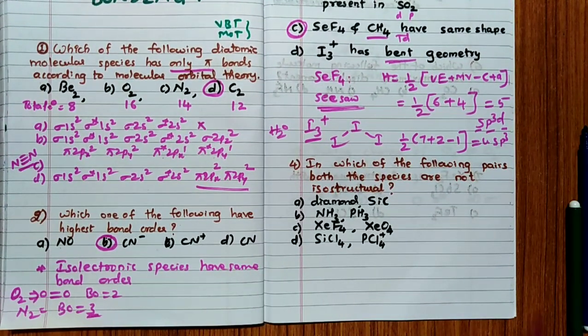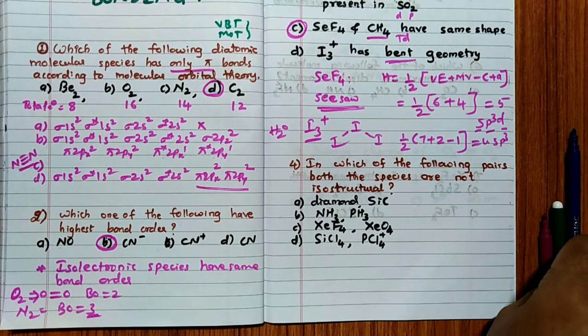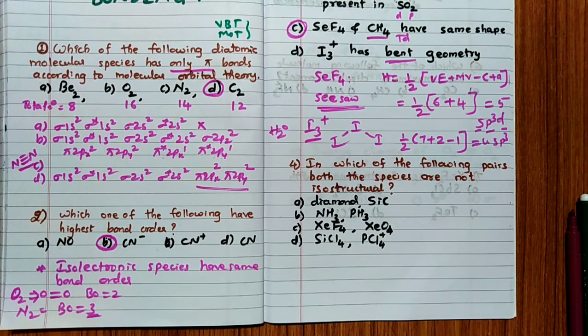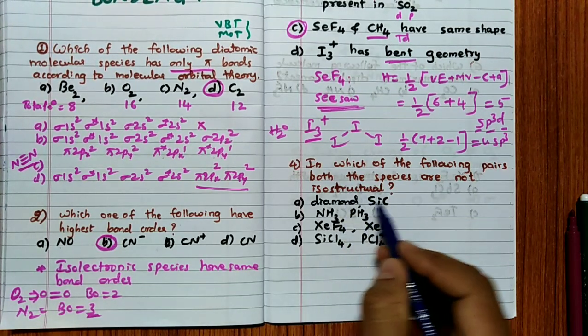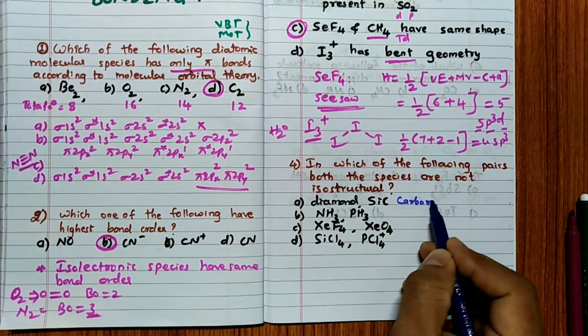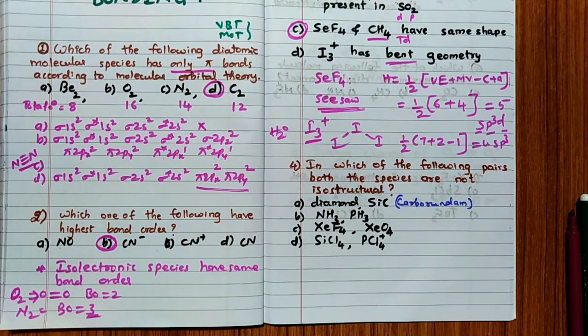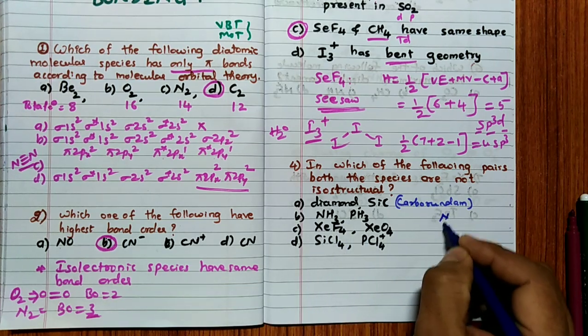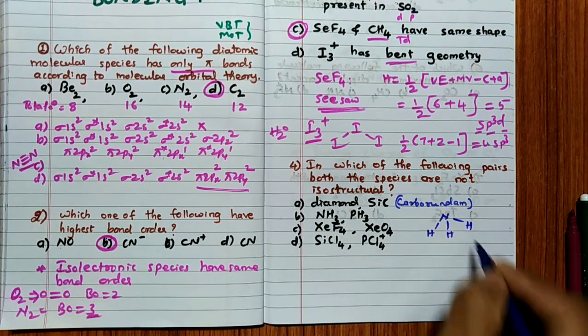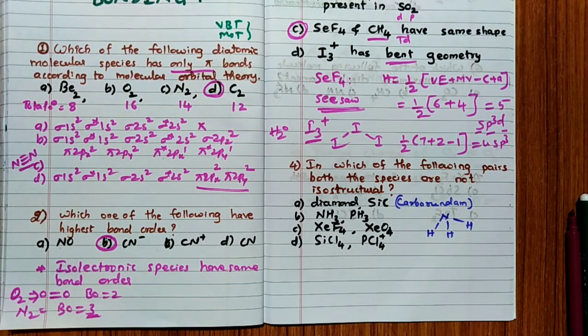In which of the following pairs are both the species not isostructural? They are asking isostructural, meaning same structure, for which one it is not correct. Always remember one thing: diamond and SiC, which we call carborundum, both have the same structure, that is the diamond 3-dimensional structure. Remember that. Now NH3 and PH3: N and P come under the same family, and both hydrides have a pyramidal shape. So the hybridization also remains the same.